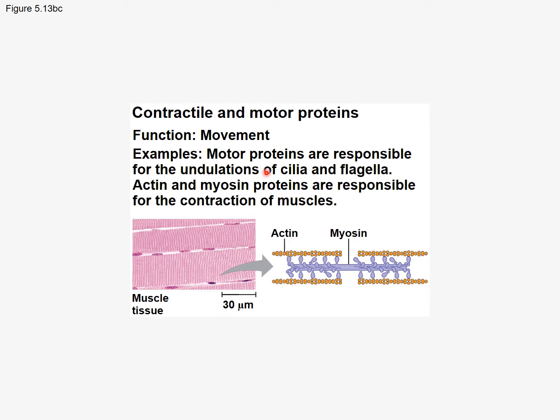So here's an example of motor proteins and other proteins that are involved in muscle contraction. So we have actin, which is one type of protein, and myosin, which is another type of protein, and they interact with each other to allow contraction of muscle tissue.